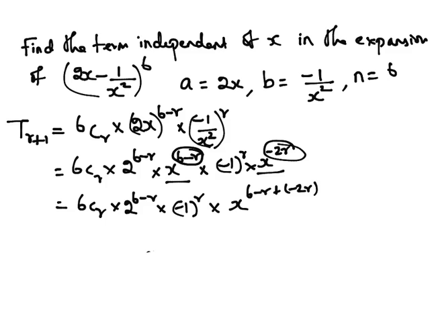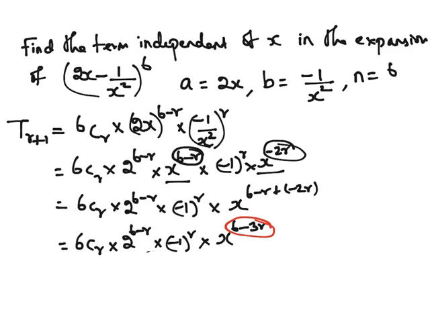So basically I shall get 6Cr 2 power 6 minus r into minus 1 power r into x power 6 minus 3r. Now the power of x should be equal to 0, isn't it, students? Because the power of x should be 0, so that x power 0 is 1 and there won't be any x term. It means r equal to 2. See, basically it means when r is 2, we'll get a constant term.